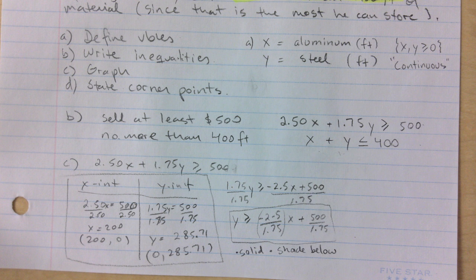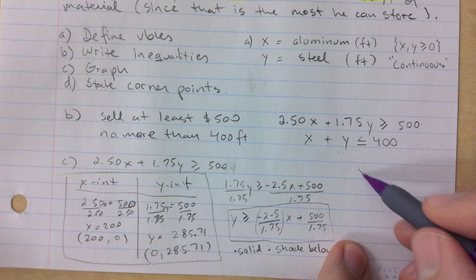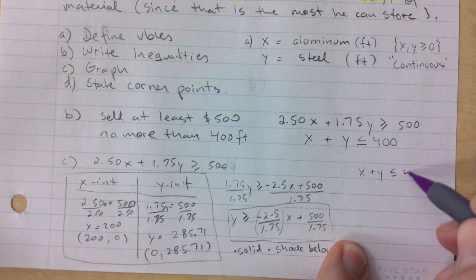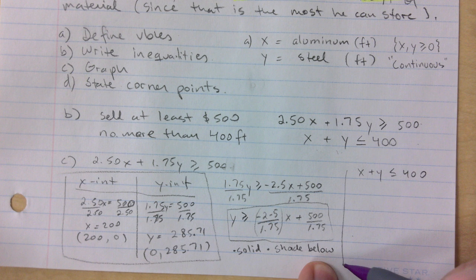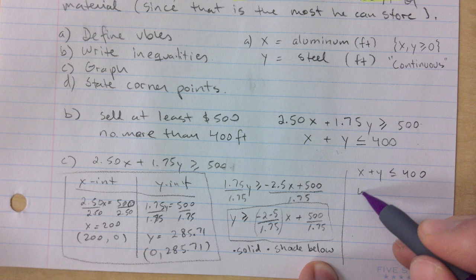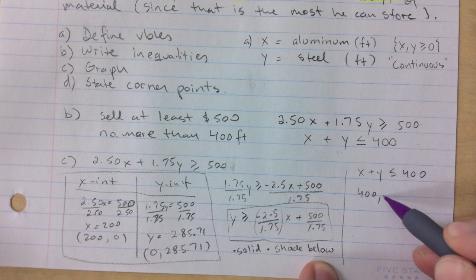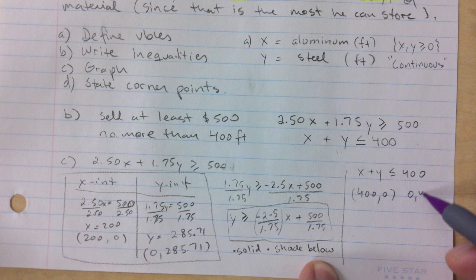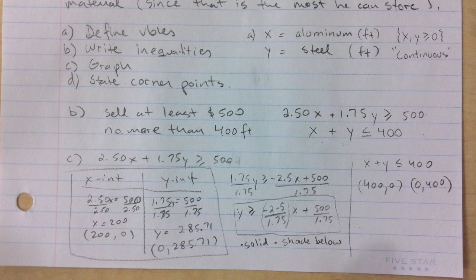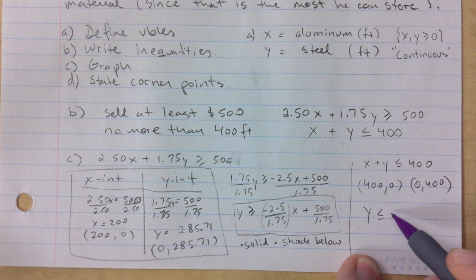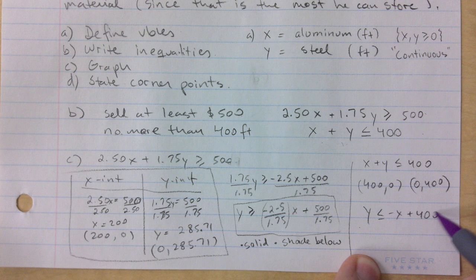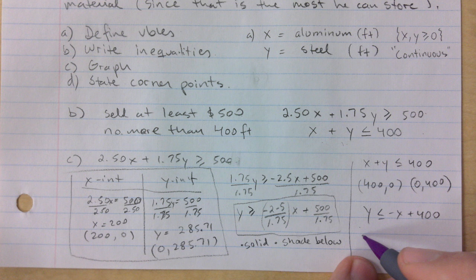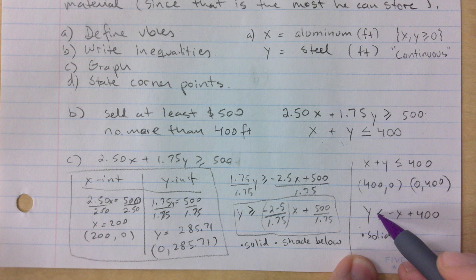And then you have x plus y is less than or equal to 400. And that's 400, 0, 0, 400. No surprises there. y is less than or equal to negative x plus 400. And this is practice makes perfect. Solid and less than. So below is true, shade above.